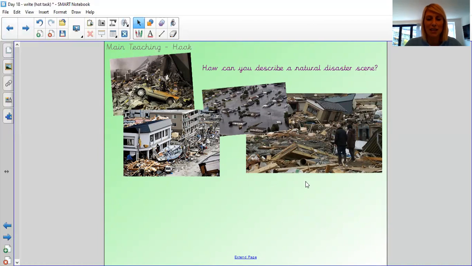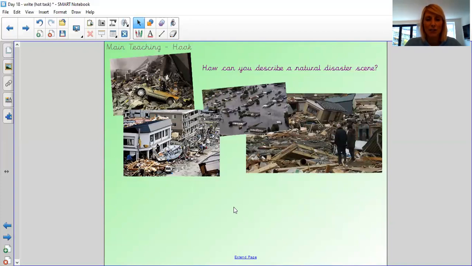So I've got some images here to help you. So perhaps you decided your story is going to be about a flood. Perhaps it's going to be about an earthquake, or it could be a tsunami, which is a big wave that comes over the land. Or perhaps it's a tornado or some sort of storm, or even some sort of forest fire or something like that, okay? So do be creative in what natural disaster you've picked.